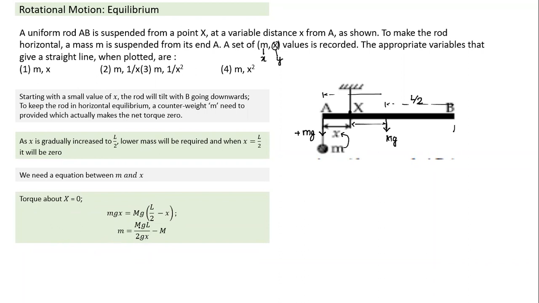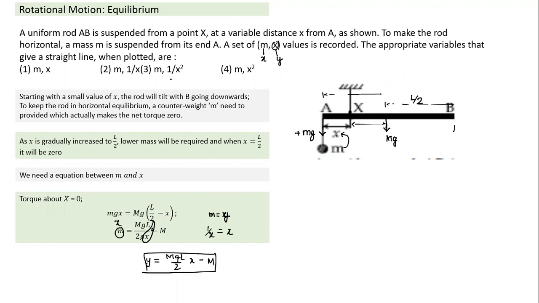If I plot between m and x, will the equation be linear? No. For the equation to be linear, which quantity should be plotted on the x-axis? 1 by x. So I need to plot m against 1 by x. If I take m as y, and 1 by x as x, what does the equation become? y is equal to Mg by 2 times 1 by x minus M. That will be the plot.